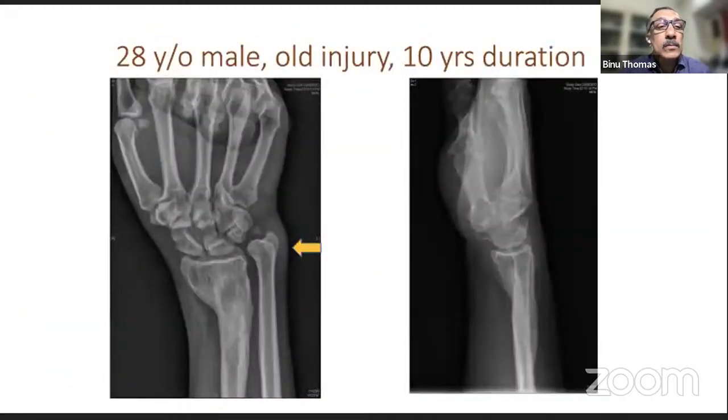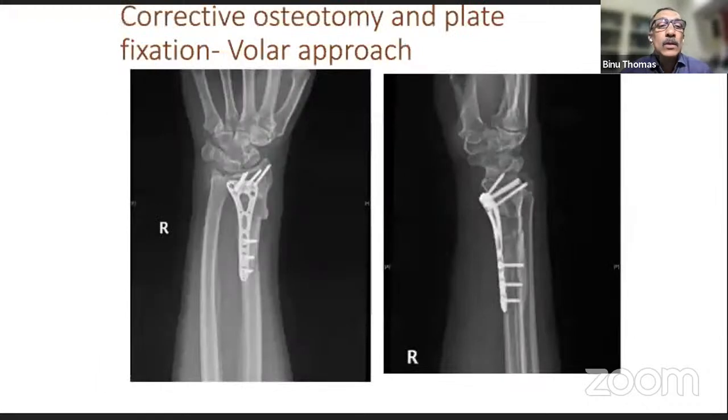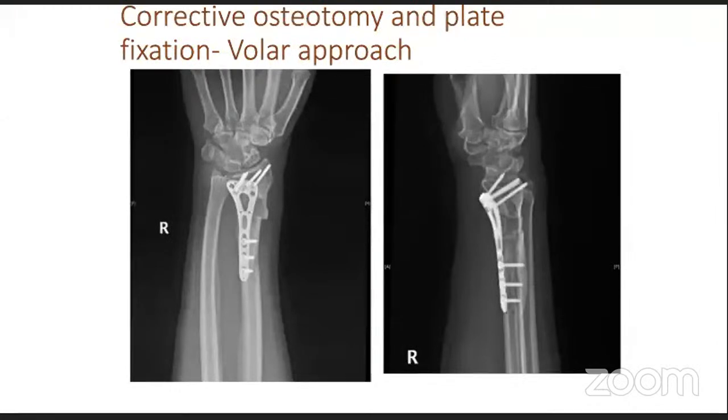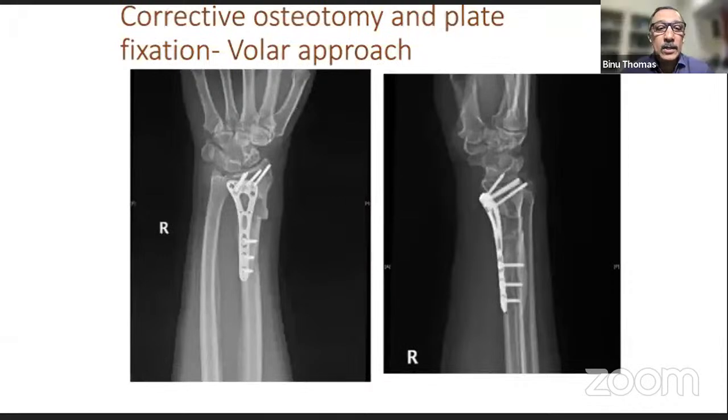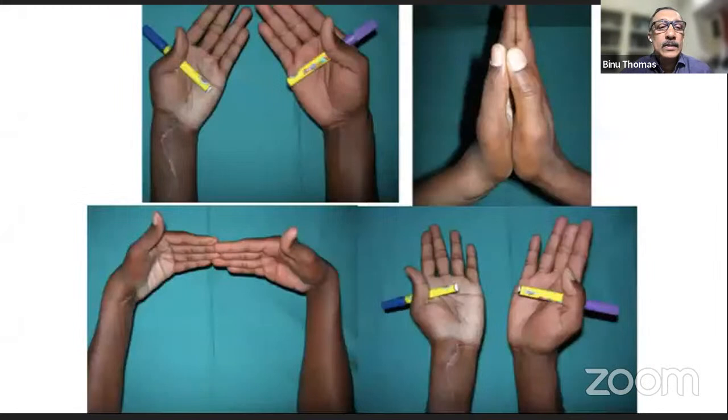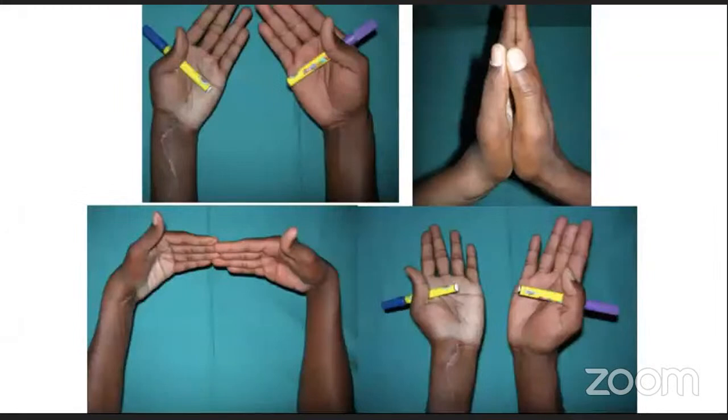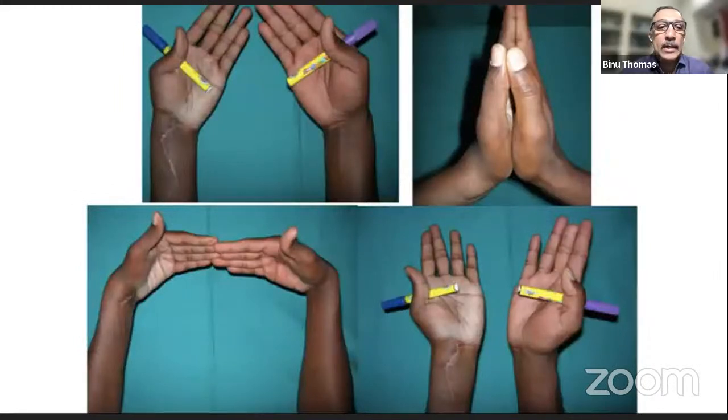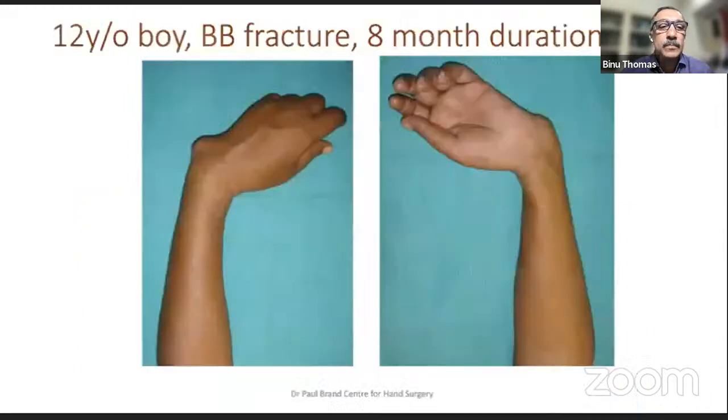So here's a 28-year-old male. He was injured 10 years ago and comes now with an unstable elbow and a deformed wrist. He needed it corrected. So here we just did a corrective osteotomy and used a volar plate with an iliac bone graft and got the distal radius and the radioulnar articulation in place. So that's the post-op function, very good improvement in the deformity and also range of motion.